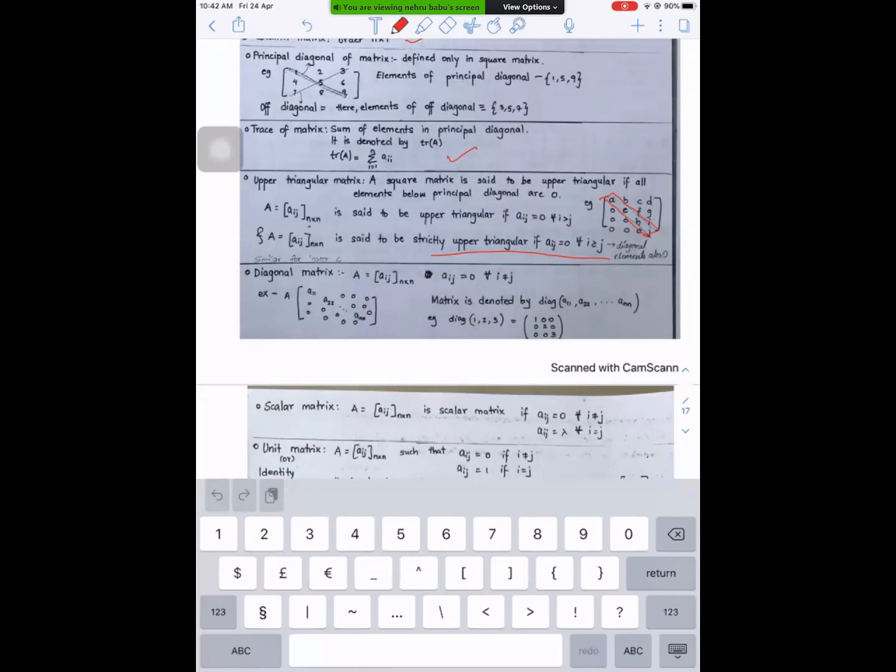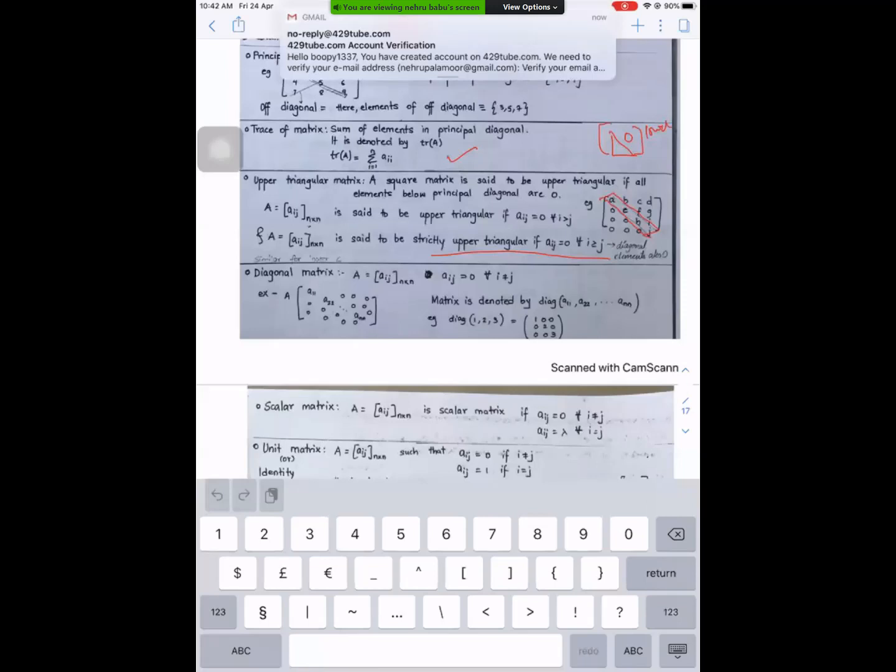Similarly, lower triangular and strictly lower triangular matrices are there. Lower triangular matrix means what? Except this part, the remaining elements are 0, like this. This is lower triangular. Similarly, strictly lower triangular means the principal diagonal is also 0.